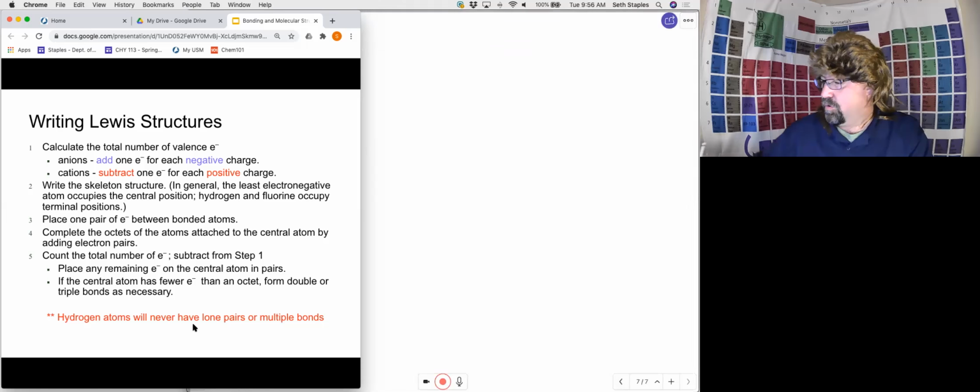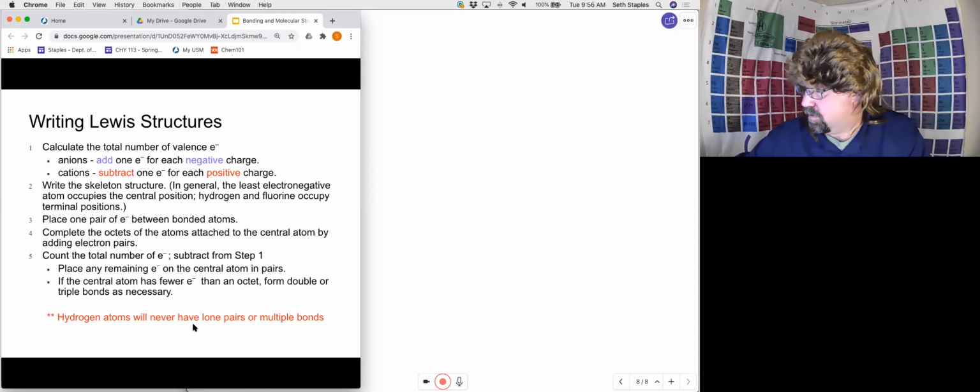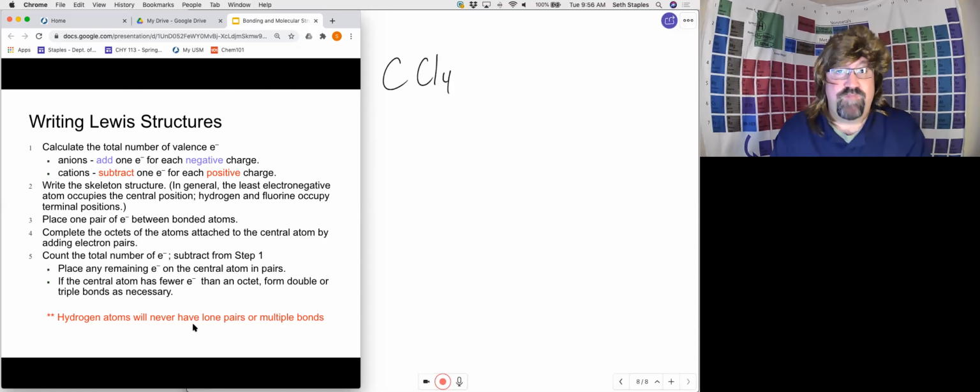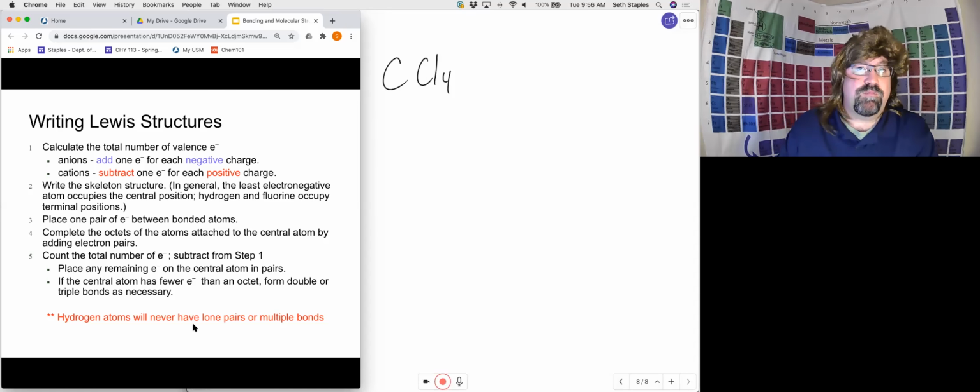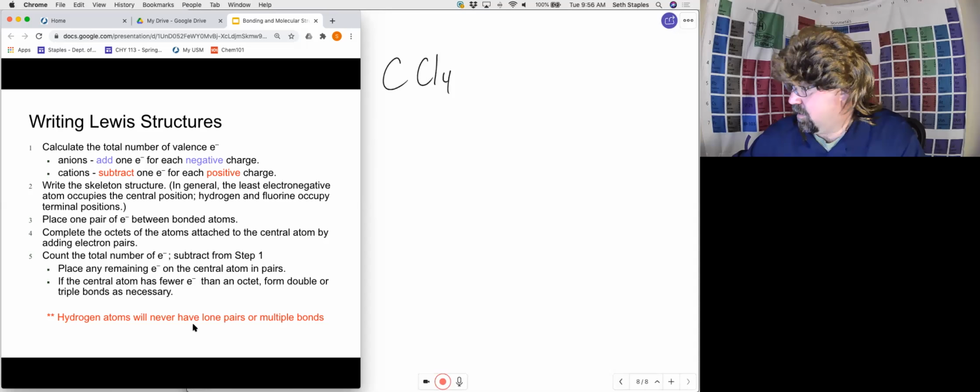Let's apply these rules to carbon tetrachloride. Very carcinogenic compound, not a good compound you would ever want to play with. But let's look at applying our Lewis structure rules. So carbon, 4 electrons.